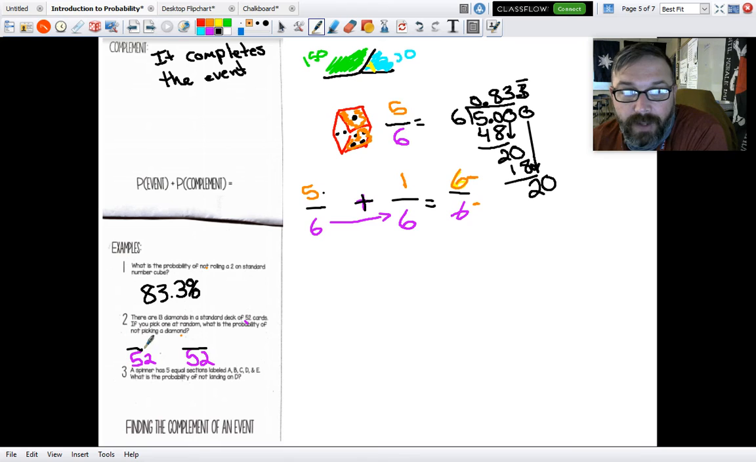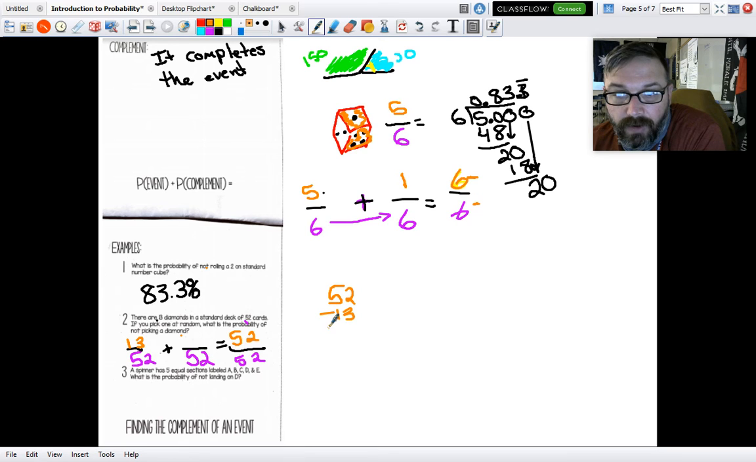a diamond, right? So whatever these add up to, it's going to be 52 over 52, right? Wrong color. Well, we know there are 13 diamonds, so I'm going to put my 13 here. Well, now I just need to find out what is the not. Well, how do I find out 13 plus something equals 52?